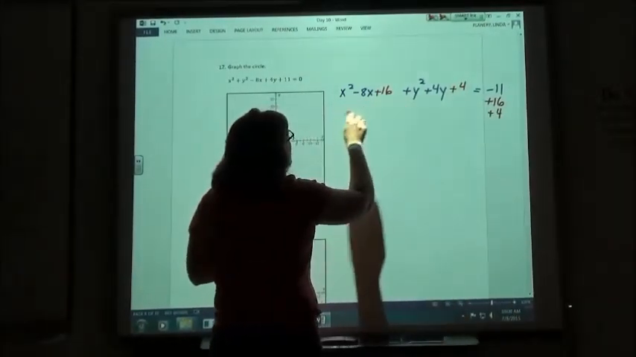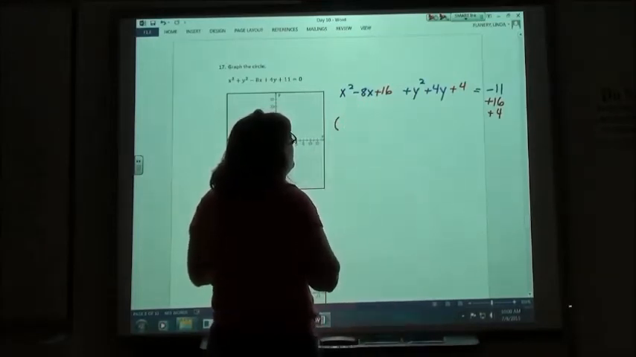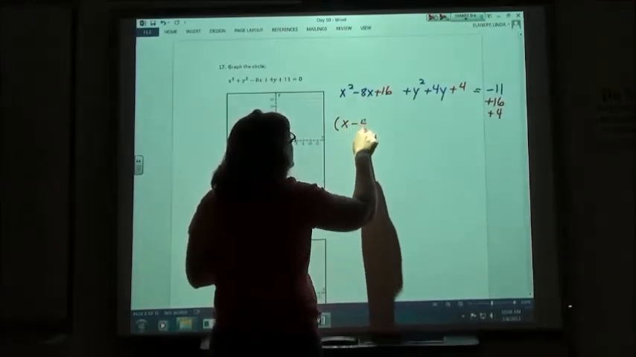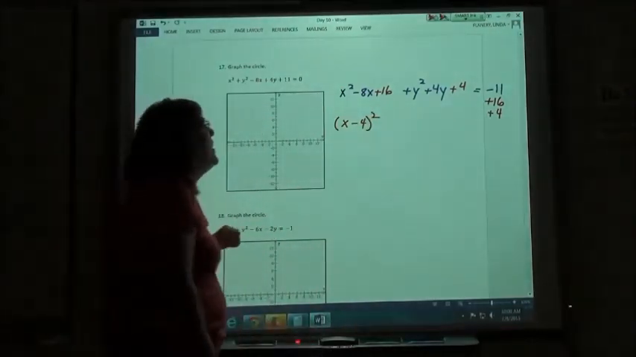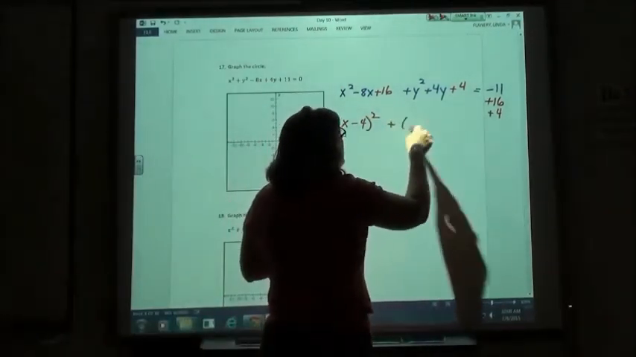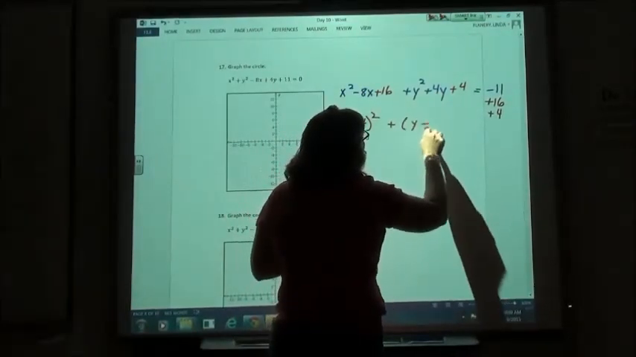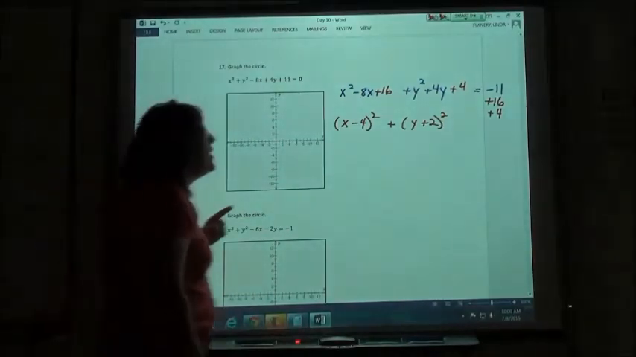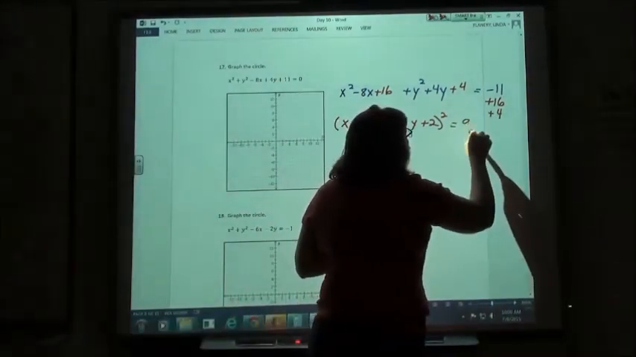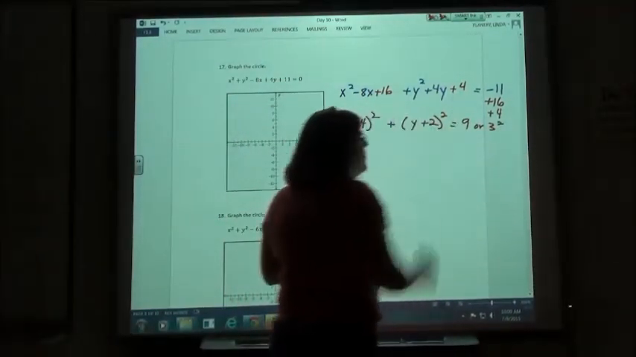So when I factor this one, half of negative 8 was negative 4. It's going to factor into x minus 4 times x minus 4 if you need to do it the long way, but x minus 4 squared. Here, half of 4 was 2. That's going to factor into y plus 2 times y plus 2. 20 minus 11 would give us 9, or the 3 squared again.